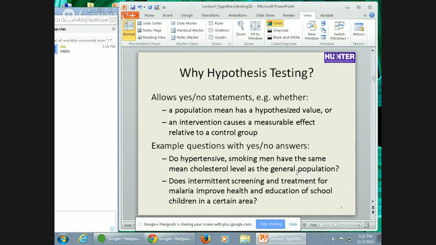So let's move on to hypothesis testing. Any questions about the confidence intervals before we go on?